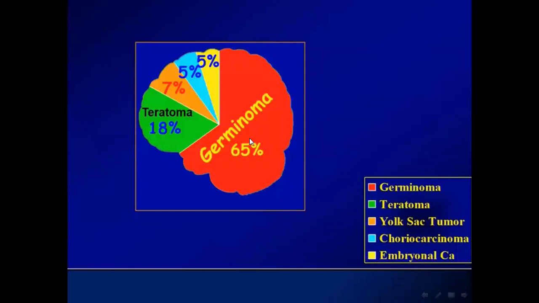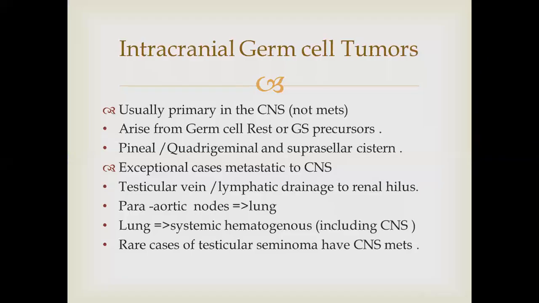This is the chart showing germinoma and teratomas, with germinoma the most common type, followed by teratoma. These tumors can easily be differentiated by CT and MR. They are usually primary in the CNS, not metastasis, arising from germ cell rests or germ cell precursors, like the pineal region, quadrigeminal, and suprasellar system. Exceptional cases metastasize to the CNS, like testicular tumors, with lymphatic drainage to the renal hilus, para-aortic nodes, which drain to the lung, which drains to the systemic hematogenous circulation, including the CNS. It is rare for testicular seminoma to have CNS metastasis.